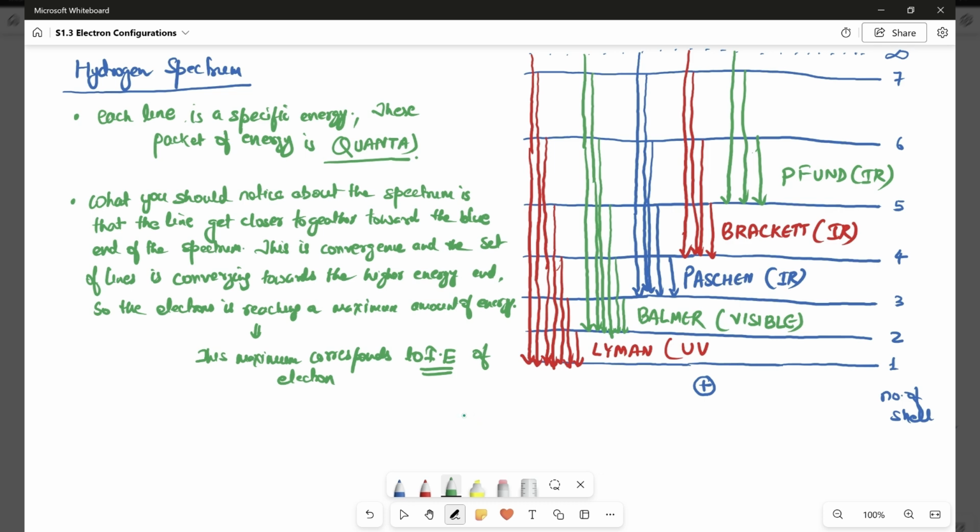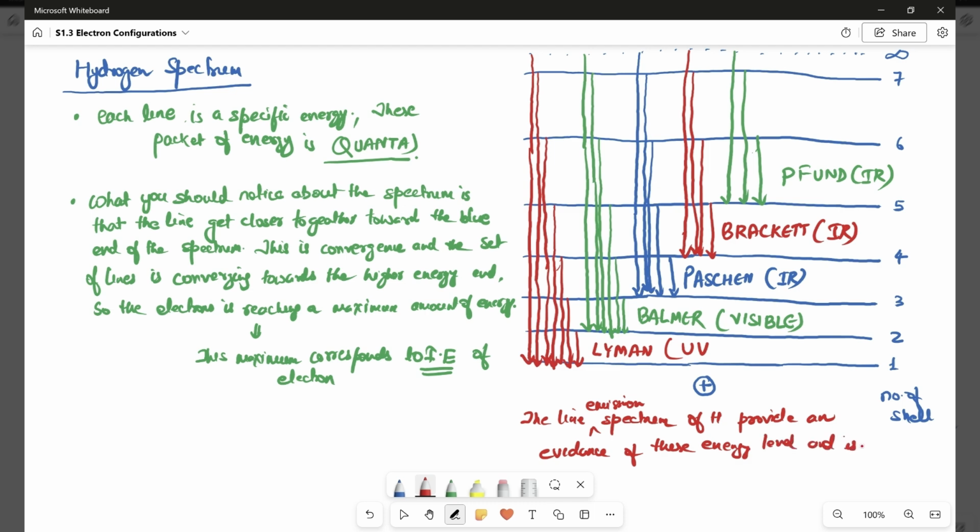So what we have seen in this particular section, from this diagram, is that the line emission spectrum of hydrogen provides evidence of these energy levels.